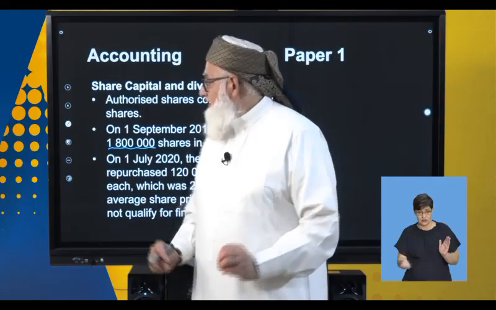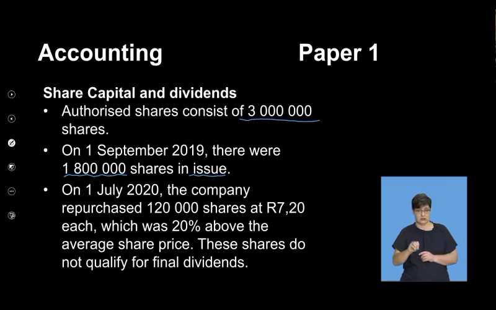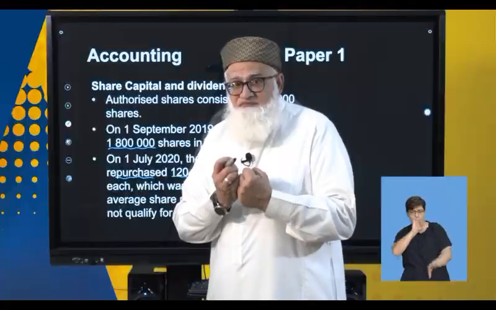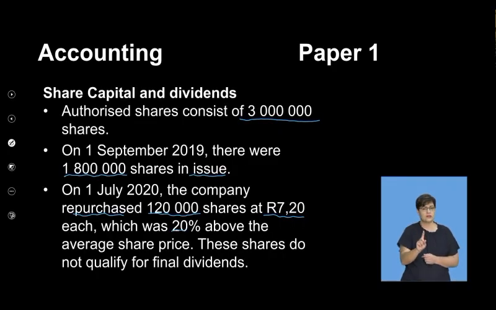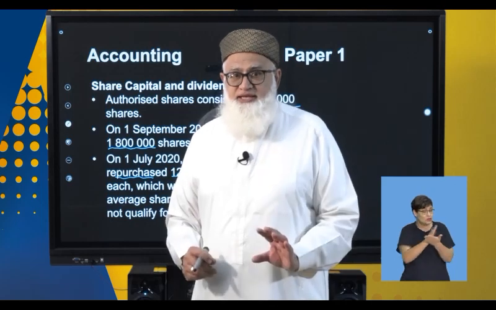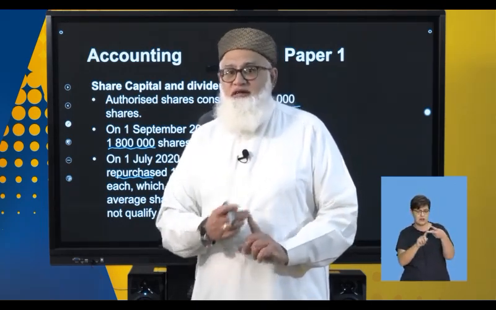1,800,000 shares. Okay? Then, they're telling you on the 1st of July 2020, the company repurchased 120,000 shares at 7 Rand and 20 cents each. Important. Watch when you are reading how to extract the information that you need. Then, and this was 20% above the average share price. Now, this is important. When we're dealing with shares, you're going to look at the average price and you're going to look at the repurchase price.